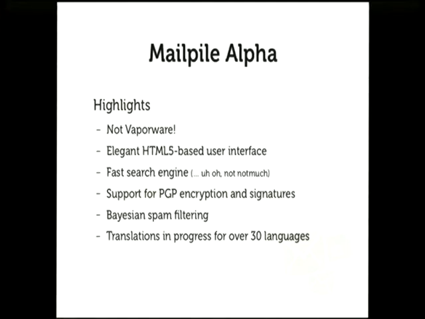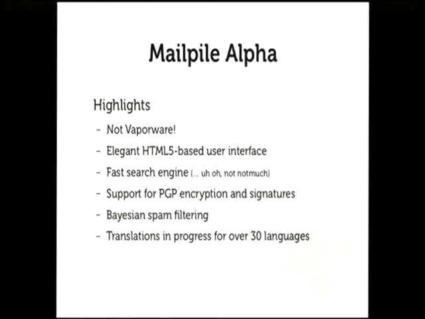So what's in the alpha? The highlight of the alpha is that this is not vaporware. We actually are writing software. You can download it and you can play with it. And a big part of what we're doing is trying to prove that you can actually crowdfund stuff like this, and it's not a risk. So keeping our promises is really important. We have a nice HTML5-based user interface. We have a fast search engine, which is not based on much. And we'll discuss why later.